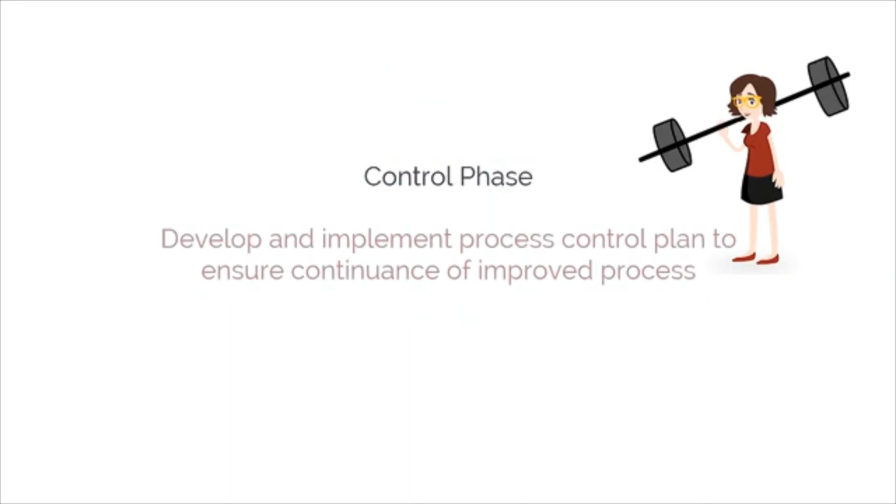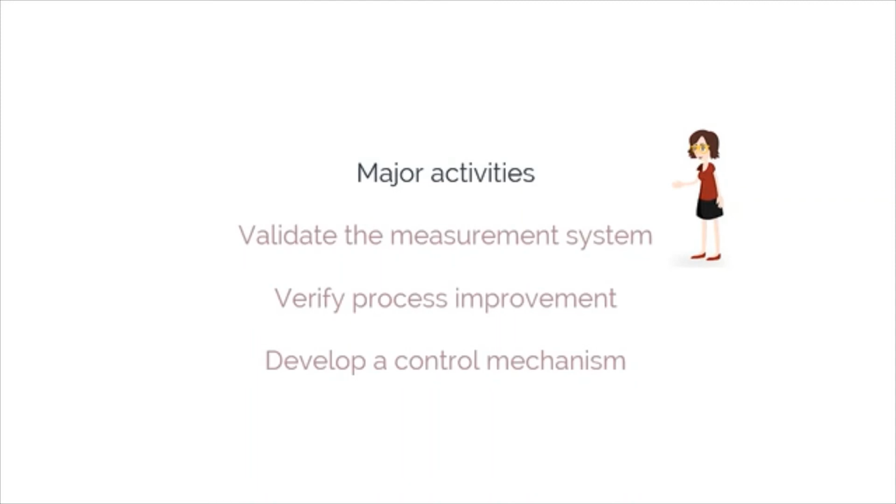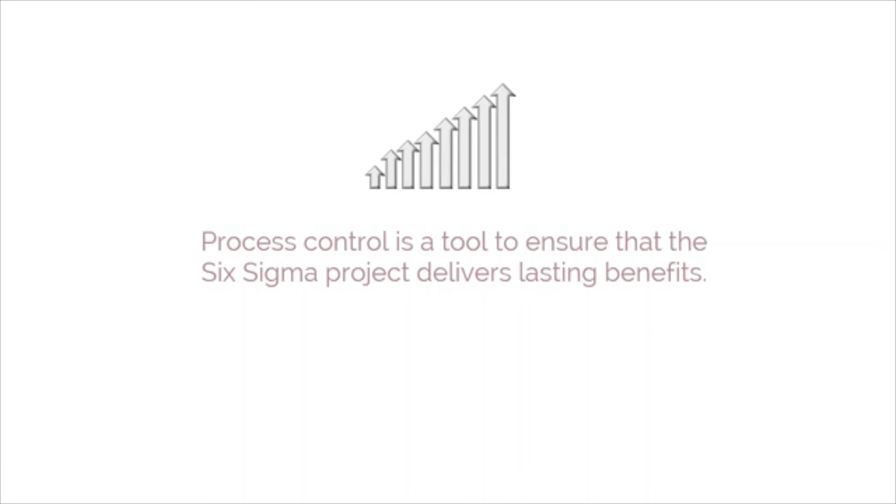The control phase of Six Sigma is used to develop and implement the process control plan to ensure continuance of the improved process. The major activities of the control phase are to validate the measurement system, verify process improvement, and develop a control mechanism. Before arriving at the control phase, we have identified the best settings for each of the vital X's. The key now is to ensure that the X's do not drift from their targeted settings. Process control is an important tool to ensure that the Six Sigma project delivers lasting benefits.